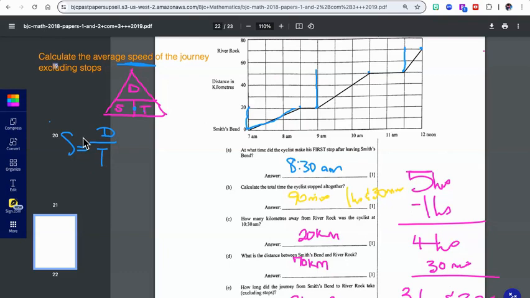Okay, so now that we have our distance, which was 70, and our total time, which is 5 hours, what's my final answer? If I go ahead and divide 70 by 5, that's 14 kilometers per hour. That's it.